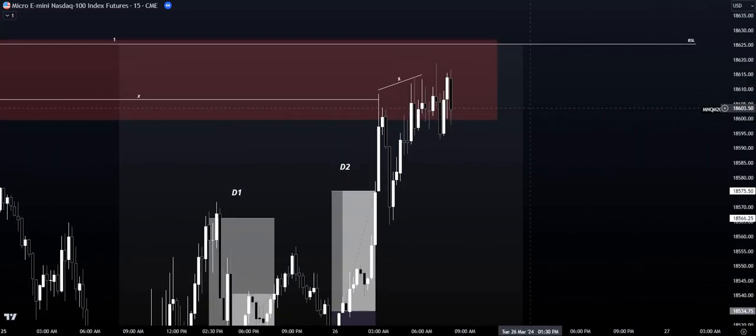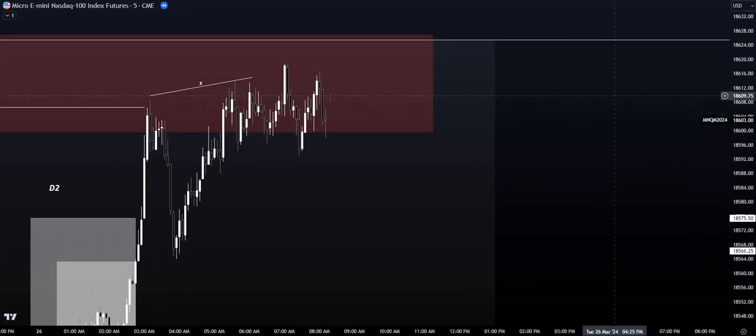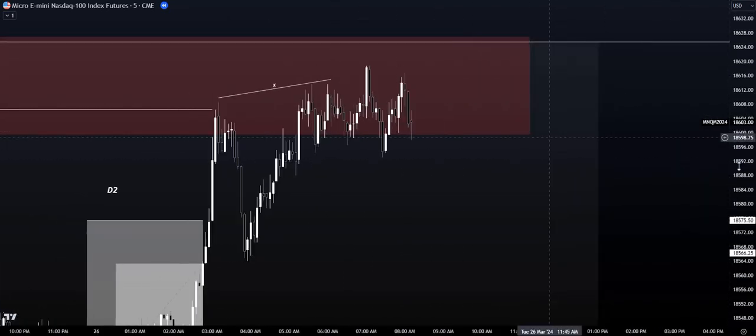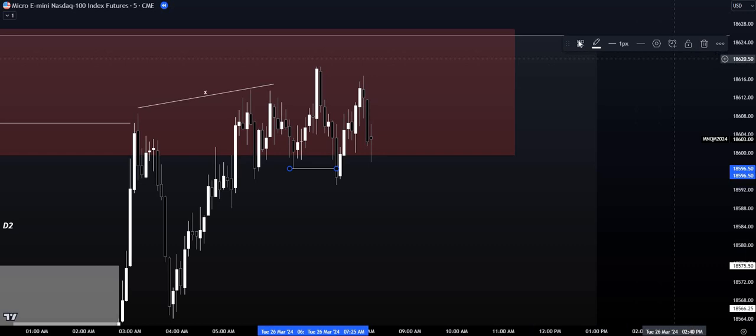What's the next thing we want to be paying attention to? We want to find a 5-minute or 15-minute market structure shift. So we want to see a shift in market structure, and we get that right here, all right, on the 5-minute time frame. 5-minute time frame market structure shift.